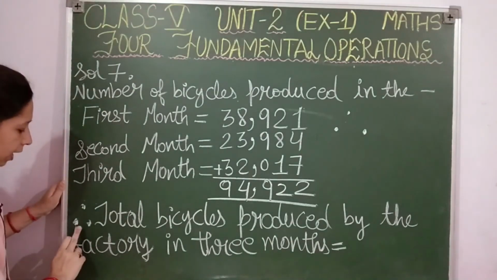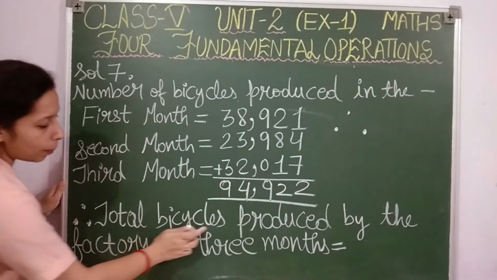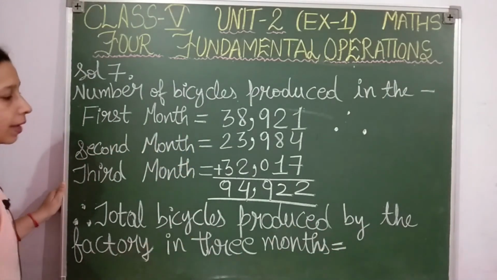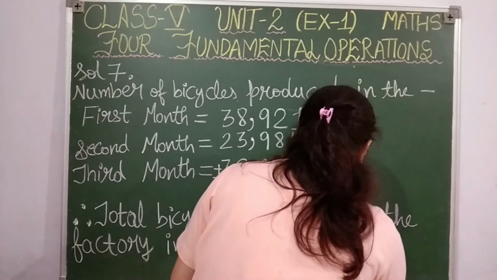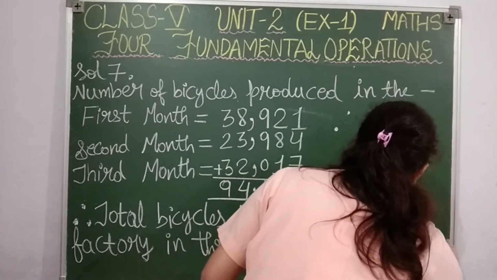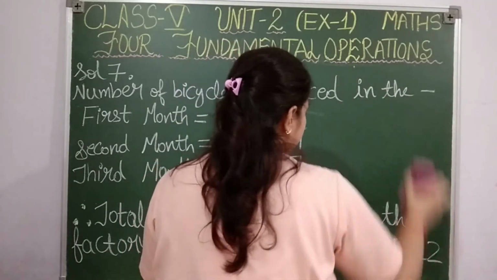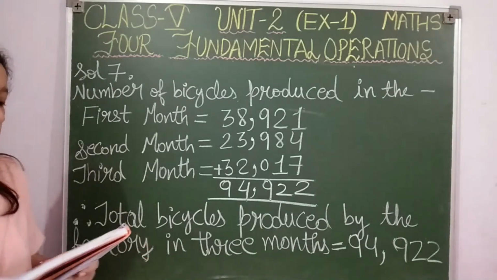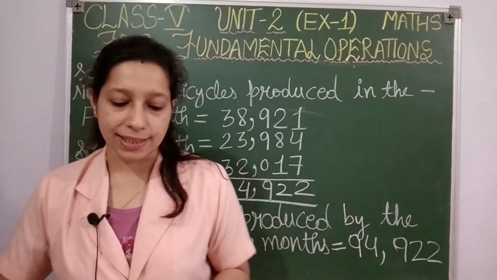So we are going to read it as therefore total bicycles produced by the factory in 3 months is 94,922. Okay, 94,922. So students, with this we have solved our question number 7.